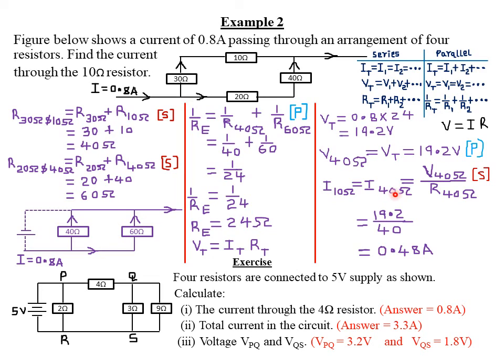And we know the current through the 40 ohm resistor we will simply take from V equals IR. Current will be voltage over resistance. Therefore, the current through the 40 ohm resistor will be voltage through the 40 over resistance of the 40 ohm resistor. The voltage through the 40 ohm resistor was equal to V total, because they were connected in parallel with the battery, which is 19.2 volts, divided by the resistance of the 40 ohm resistor, which is just 40 ohm. So 19.2 divided by 40, you will get the current through the 10 ohm resistor, which is equal to the current through the 40 ohm resistor, being equal to 0.48 amperes.